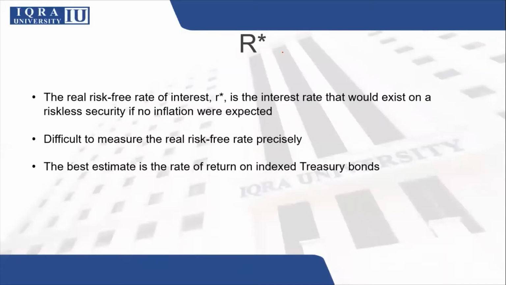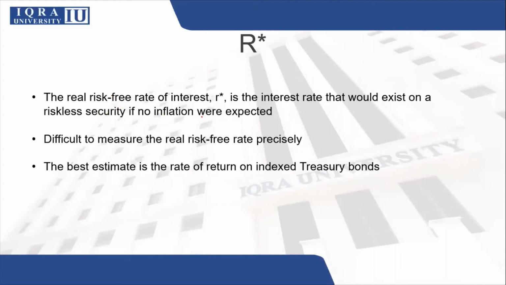So R star is the real risk-free rate of interest, and it is the interest that would exist on a riskless security if no inflation were expected. So it may be thought of as the rate of interest on short-term government securities in an inflation-free world. So the real risk-free rate is not static.